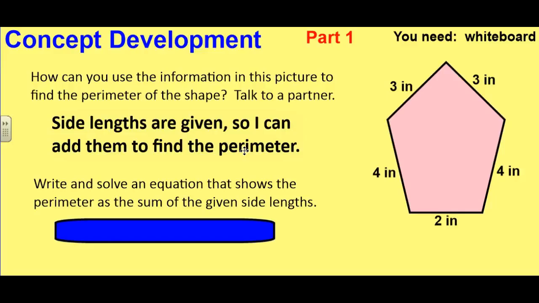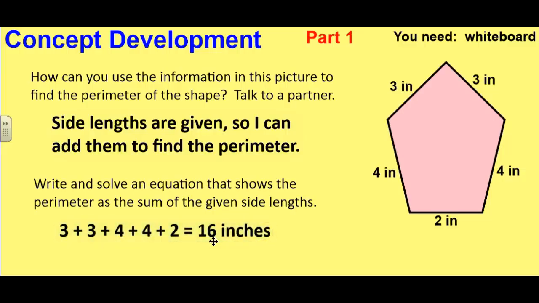So on your piece of paper, I want you to add up the side lengths and write your number equation to show what the perimeter of this shape is. Whenever you're ready to check that, you may push play. So 3 plus 3 plus 4 plus 4 plus 2 gives us 16 inches. Notice that we're not working with centimeters on this shape like we did in the last lesson, so make sure you write down what we're using and write that down correctly.